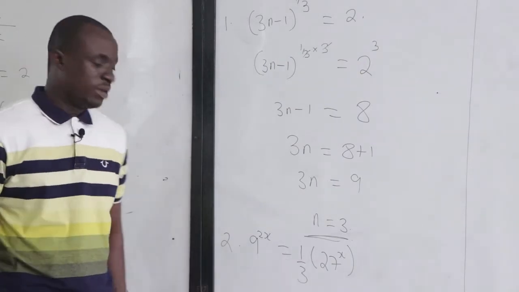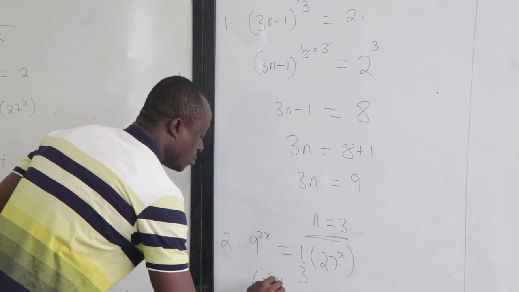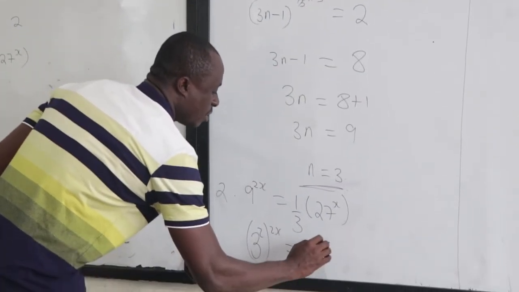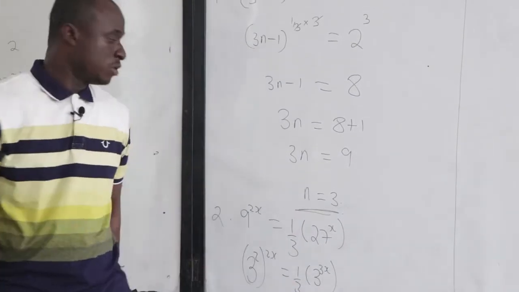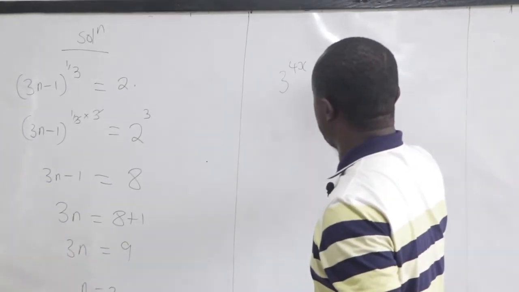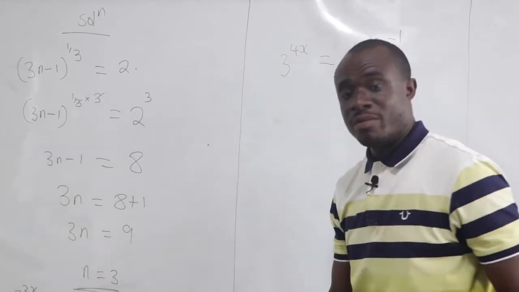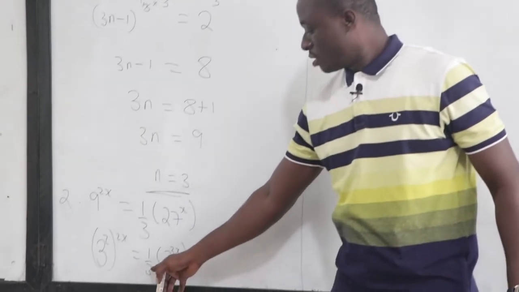First, let's make all the bases the same. Now this one will be 3 to the power 2. We have 2x outside. 1 over 3, 27 is the same as 3 to the power 3. We have x. Now, bases are the same, we are dividing. What do we have to do? Subtract. So from here, we have 3 to the power 4x equal to 3 to the power 3x minus 1. Why minus 1? Because, let's see over here, this one is 3 to the power 1.